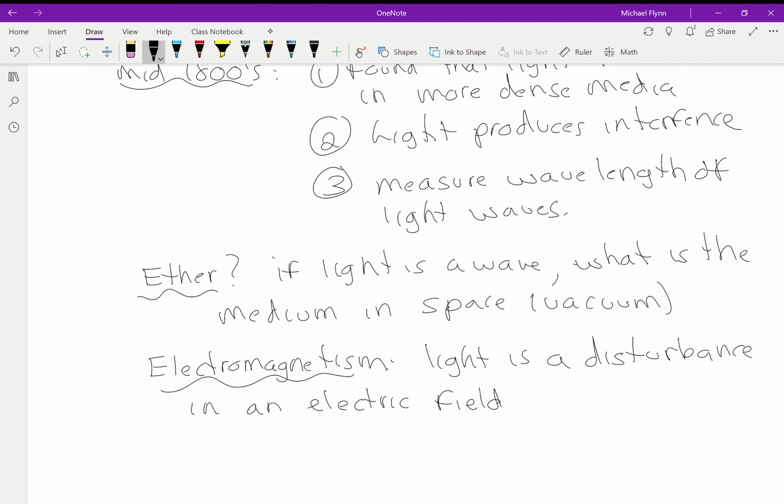Okay, and these fields exist in outer space. Okay, and they are made of energy, not of matter, and that's why it's still a vacuum. Okay, and so here's the deal: all of this came together in the mid-1800s.